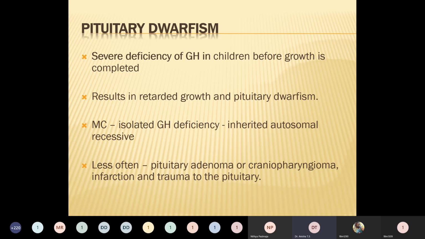So what is pituitary dwarfism? Here there is severe deficiency of growth hormone in children before the growth is completed. I told you that in growth hormone deficiency, before the epiphysis fuse, they will be proportionate. Everything will be proportionate. It results in retarded growth and pituitary dwarfism.